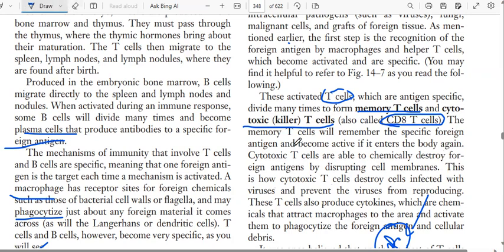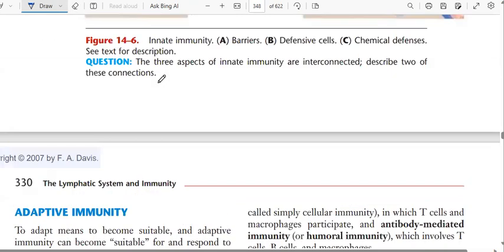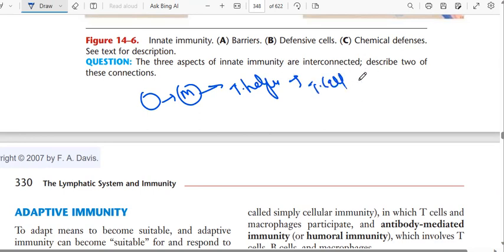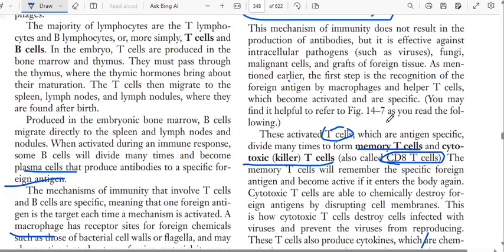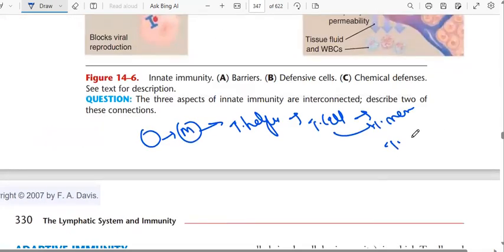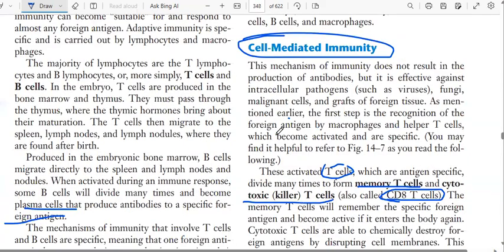The memory T cells. So here, again I will explain. Here we have antigen. It will activate macrophages. It will take the help of T helper cell. The T helper cell will activate T cell. The T cell will divide into T memory cells and T cytotoxic cells. Another name is CD8 T cell, and the T helper cell name is CD4 T cell. Okay, after that, what will happen?